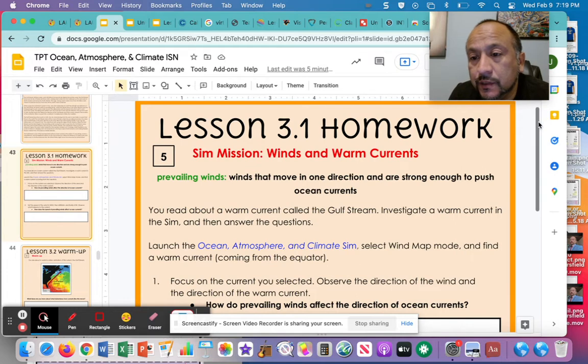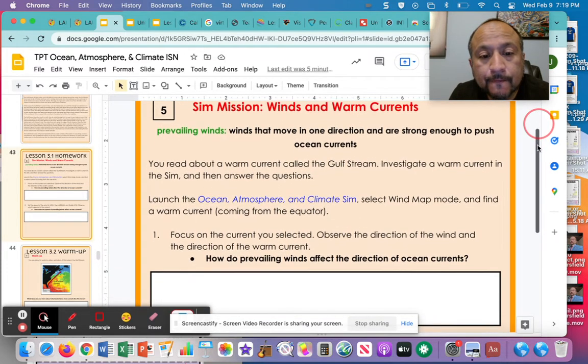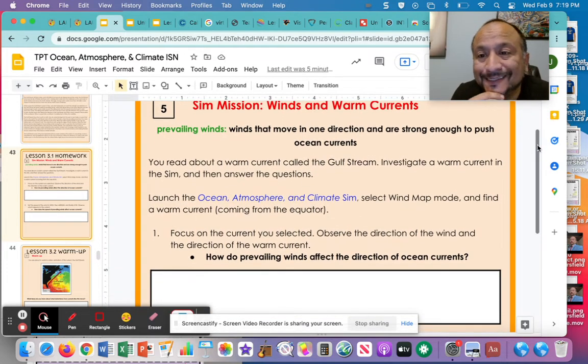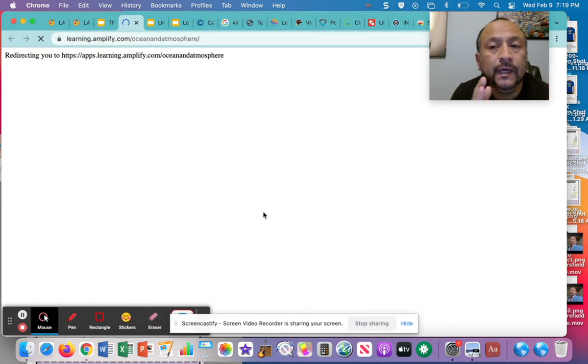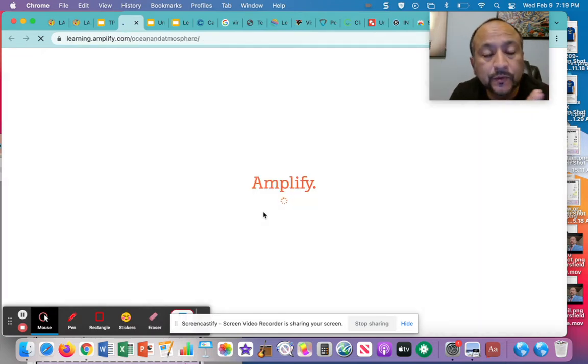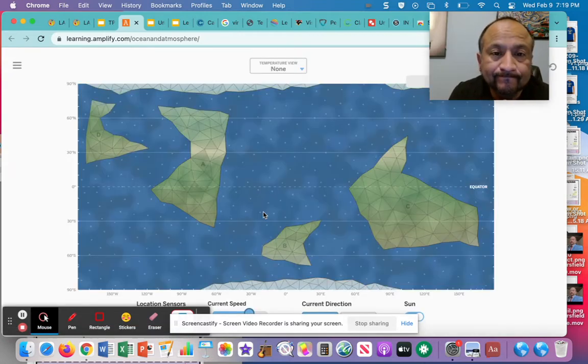What we're going to do is take a look at the ocean current and climate simulation. So let's take a look at that really quick. So you're going to click here. And the simulation will pop up, your ocean currents simulation. And we typically just press that temperature view button and kick off.